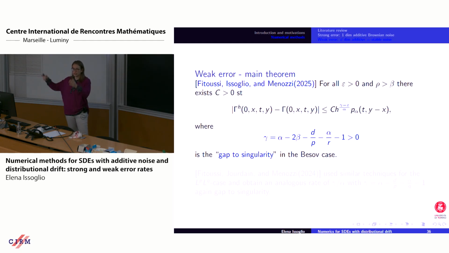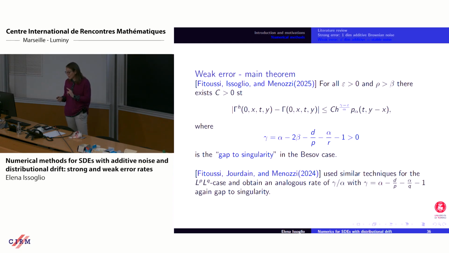And so you compare the terms in the Duhamel representation, and you find a rate which is essentially gamma over alpha. Alpha is the alpha stable, the process is alpha stable, so alpha is that parameter. And gamma is the gap to singularity, so it's the space you have left for well-posedness, essentially. Well-posedness asks that beta is bigger than a fraction, whatever. And the gap to singularity is what gives you the rate.